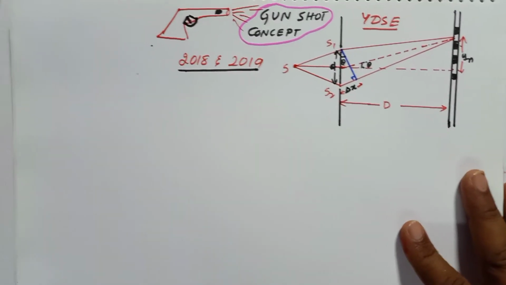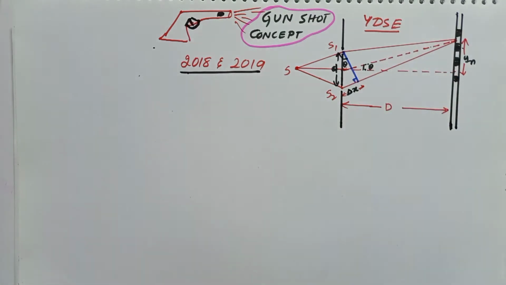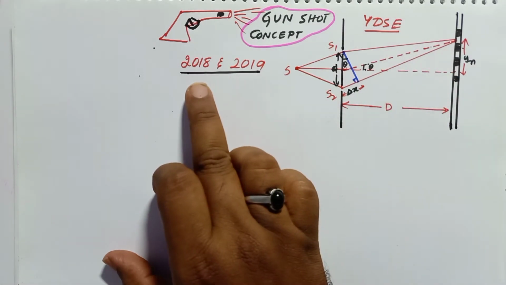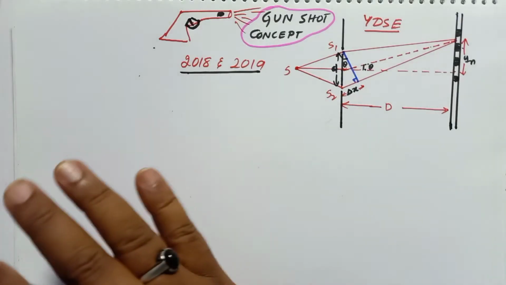Okay, so students, today we are discussing a very important topic, a gunshot topic, and that is Young's double slit experiment. This type of concept was repeatedly asked in 2018 and 2019. Okay, it's a very simple concept. There is nothing to do here.